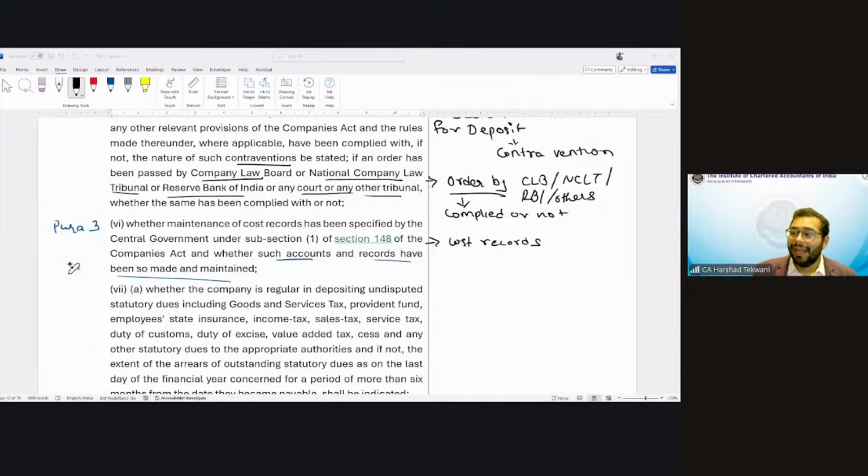See, now, if I go through the audit report, and if that is an unmodified opinion, by default they are maintained. Otherwise, how would the unmodified opinion have been issued? Are you getting the point? So by going through the cost audit report, I can easily understand whether they were maintained or not. That particular cost audit report will become the audit evidence for me, on which I can rely.